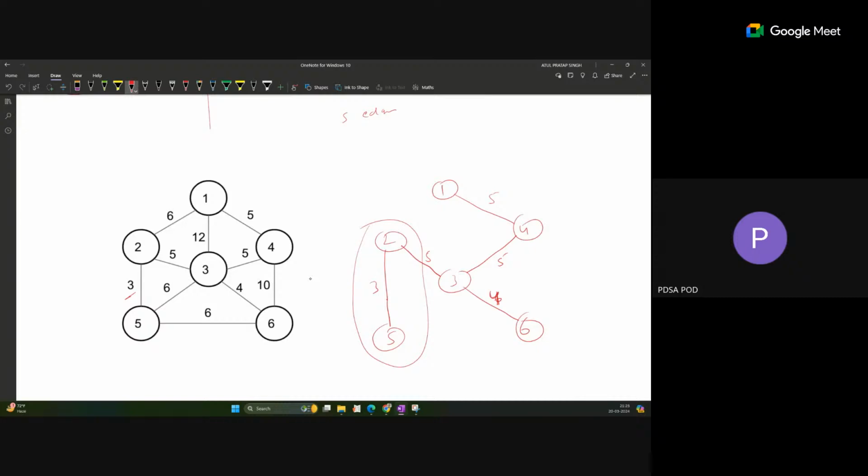Now there is no other way to connect all these vertices with the same total distance. So 3 plus 4, 7. 3 and 4 will definitely come, but after that we have duplicates of 5, and all the 5s are actually included in our MST. So we can't take 6. We can't take 5, 5, 5 because we already have a smaller one before this.